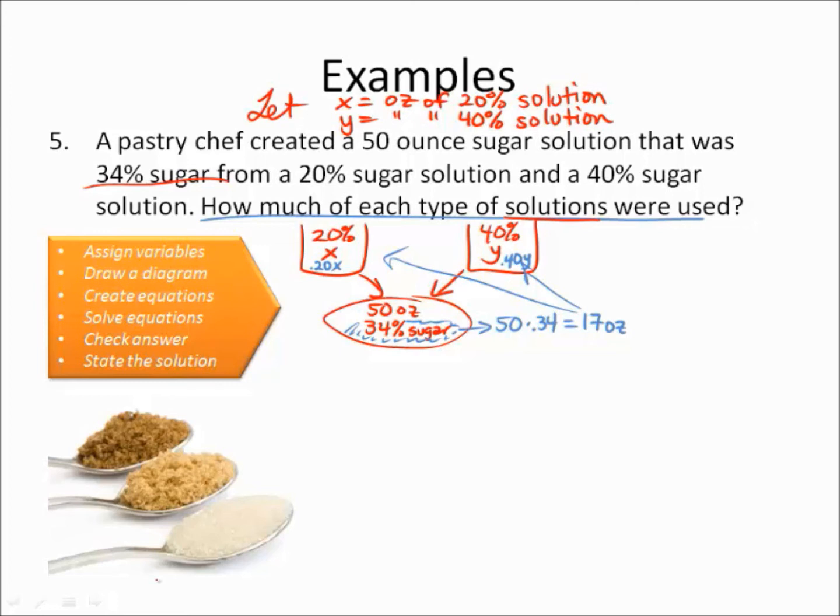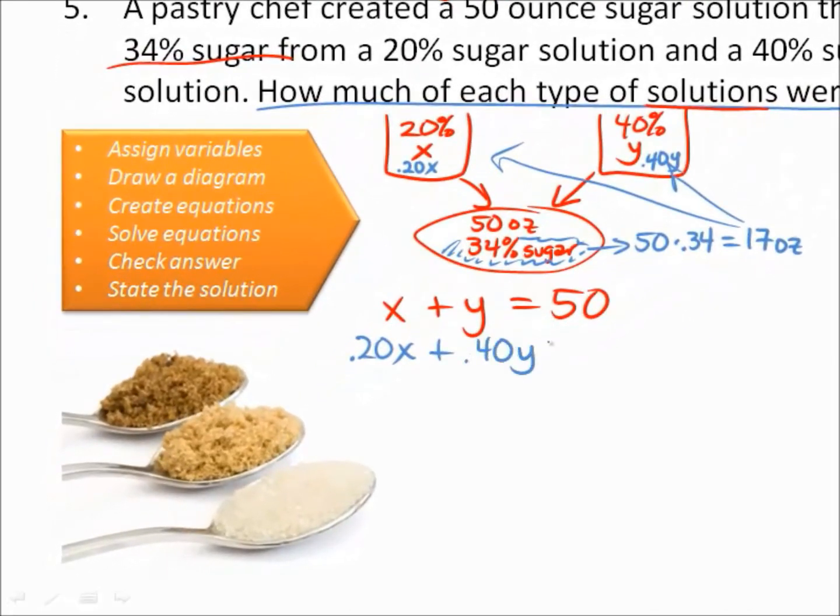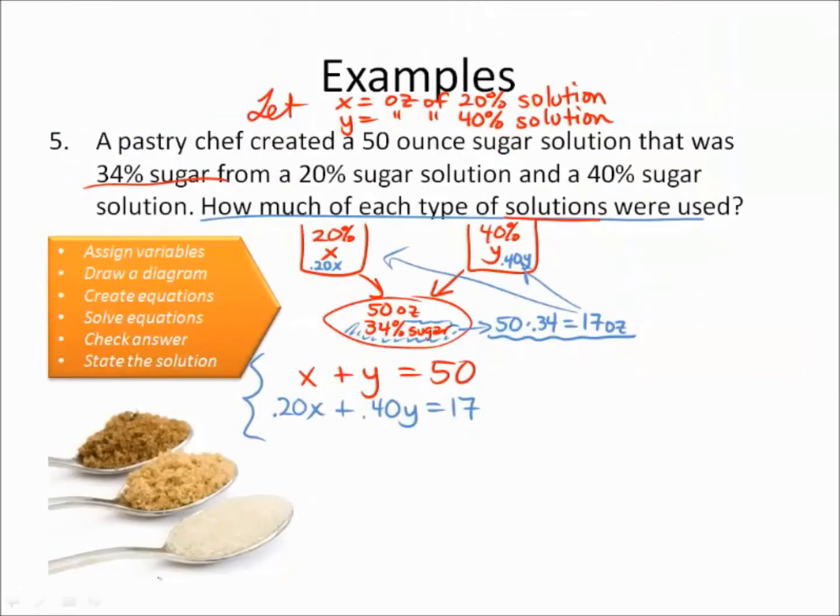Let's make two equations. One of them is going to relate the total, which is red. So that's x plus y is 50. The other equation is going to represent the sugar amounts. So the first sugar amount was 20% of x, second was 40% of y, and together that made 34% of 50, which was 17. Now we've got two equations. Let's solve these equations.